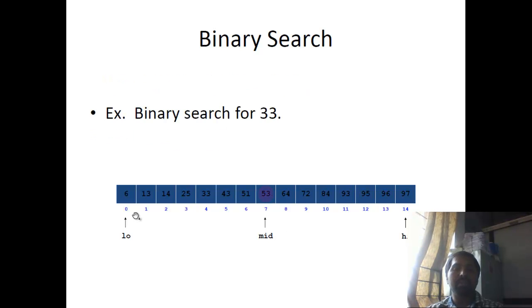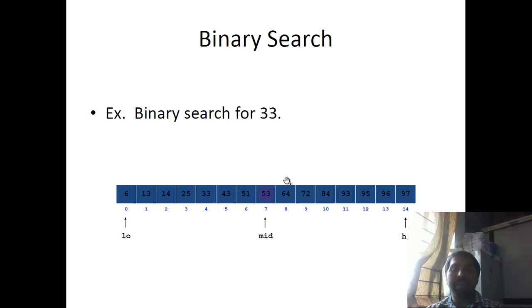The mid position is here, 0 plus 14 by 2. We can get the 7th position. The 7th position element is 53. Now we can compare the mid position element and the key element. Here in this case both are not matching.